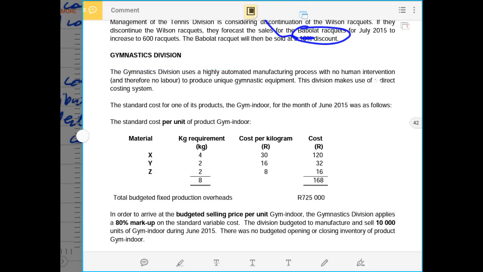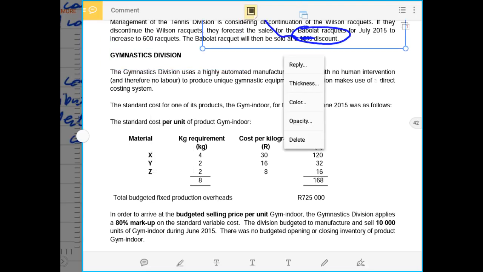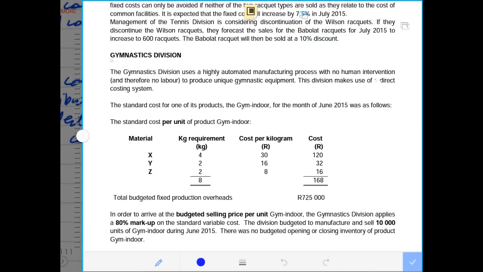So now I will go to the gymnastic division because the question directs me to this division. Since the gymnastic division uses a highly automated manufacturing process with no human intervention, and we know in the question that we'll be reconciling the variance, the labor variance will not be in place.